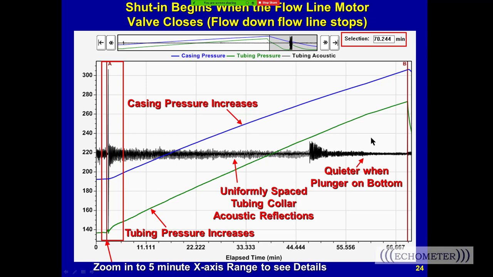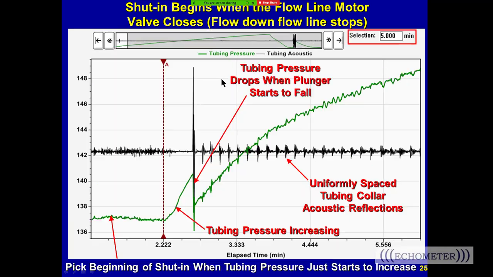But if the tubing pressure is flat, that means no gas is flowing in the tubing. And when the plunger hits the liquid, it gets quieter. And then the plunger on the very bottom, right there, you see it got there, it gets quieter. So there are some things you can see about the cycle when you try to analyze it as well.